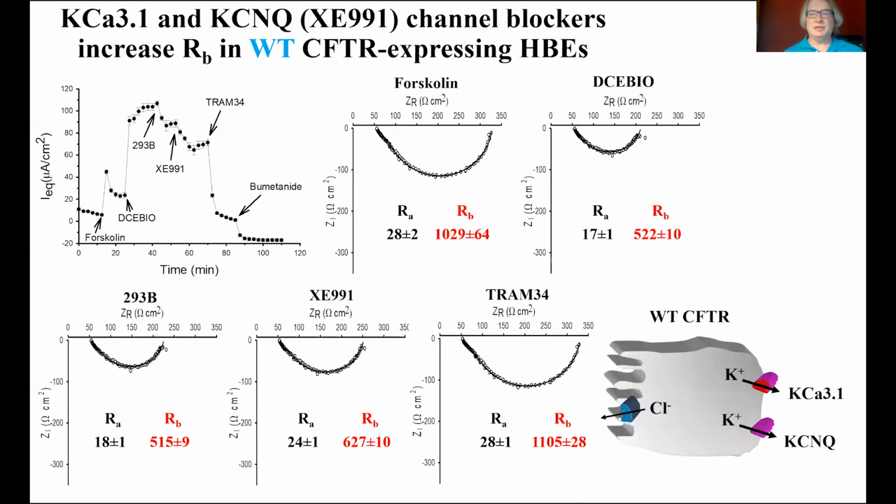So based on this, we conclude that K-calcium 3.1 is, in fact, a basolateral conductance, similar to what has been described before. And it also provides some of our first evidence that KCNQ channels are also located on the basolateral membrane of primary cultures of human epithelia expressing the wild-type CFTR. In the rest of our studies, then, we concentrated on the KCNQ and K2P channels.